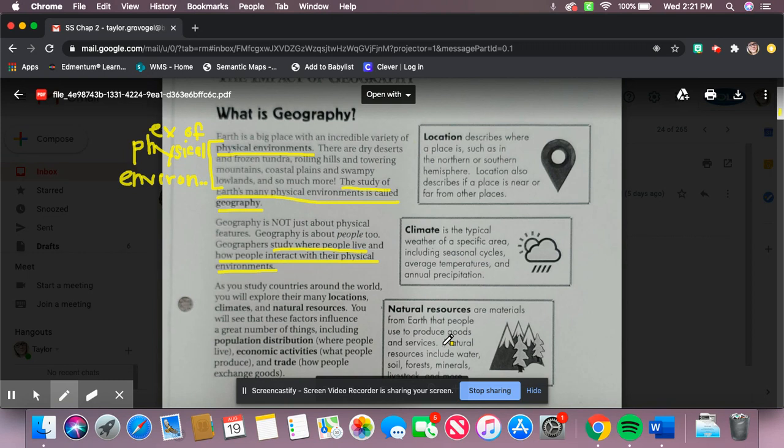So when we are highlighting, I can see that there is a lot of bolded words in this paragraph. But I can also see that location, climate, and natural resources have their own boxes here on the side. So I'm actually not going to highlight anything for that. But I am going to highlight population distribution, which is where people live, economic activities, which is what people produce, and then trade, which is how people exchange goods.